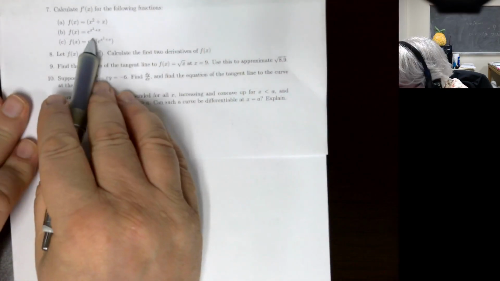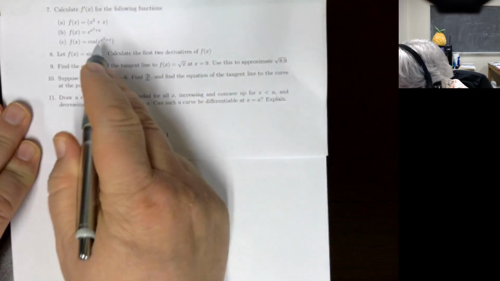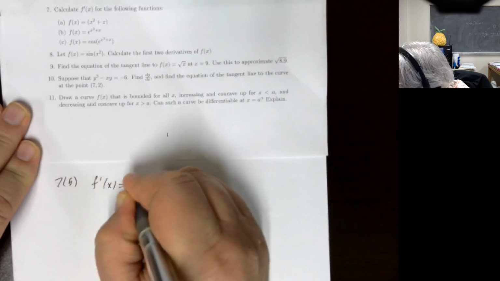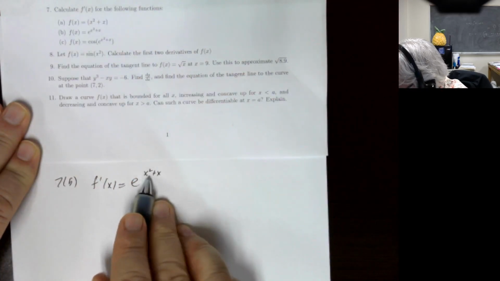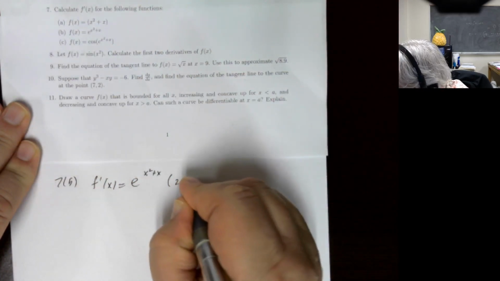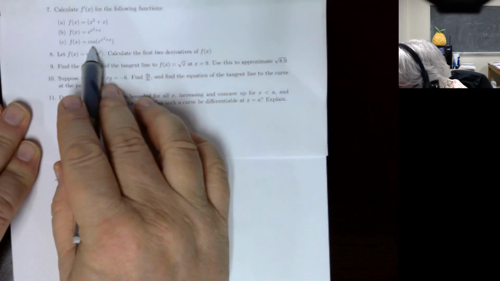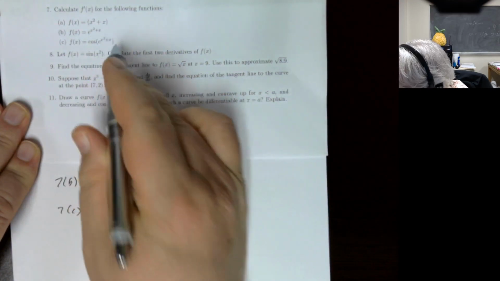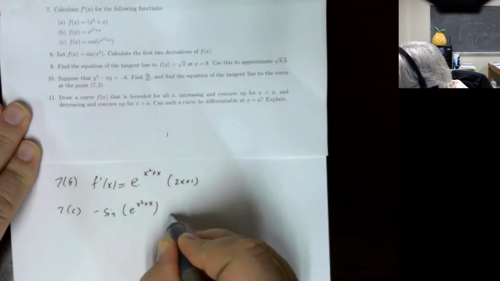Let's see, for b, e to the x squared plus x is going to be, f prime of x is e to the x squared plus x. That's the derivative of the outside function with the inside function stuck in. And then you multiply by the derivative of the inside function. And then 7c, the derivative of the cosine is going to be minus the sine. And then put your inside function in there. And then multiply by the derivative of the inside.